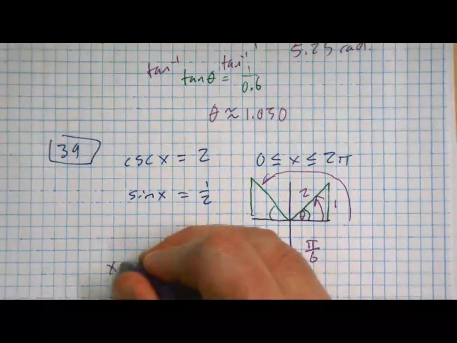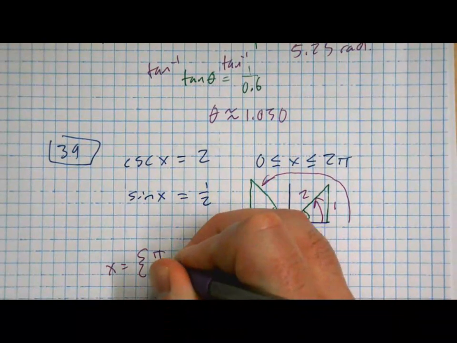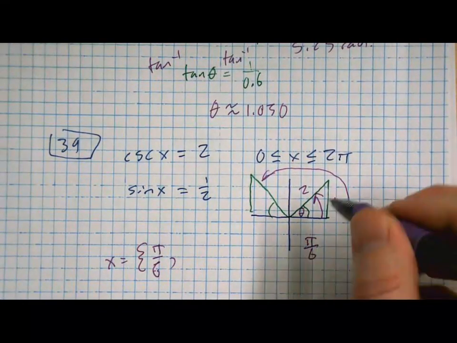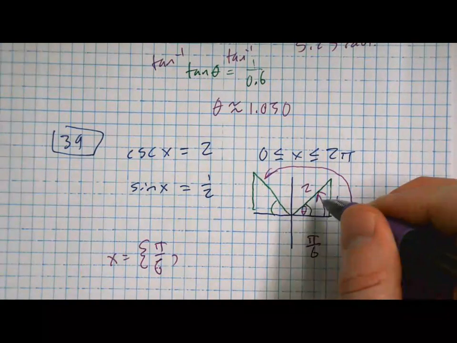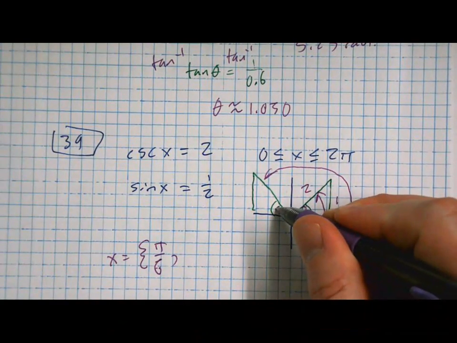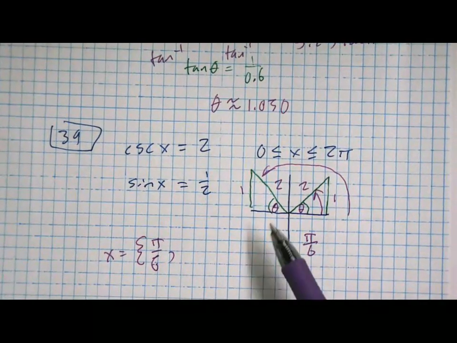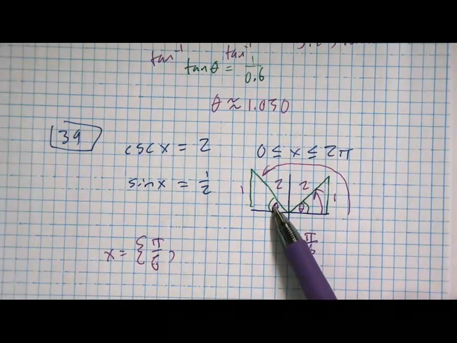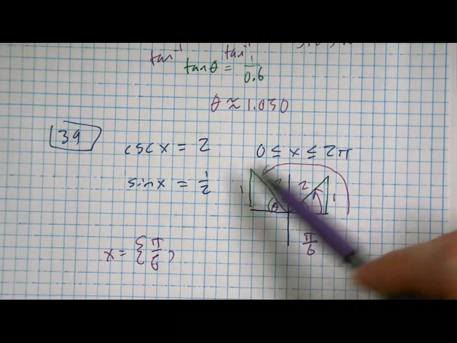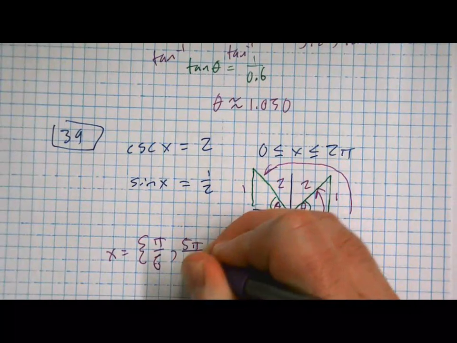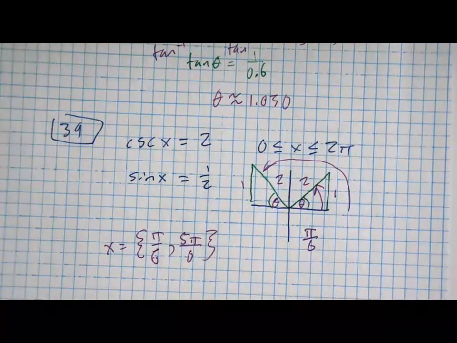So x is pi over 6, or what would this other one be? This is also going to be, if this is my reference angle, it's still 1 over 2. So it's still a 30, 60, 90 triangle. So my reference angle is still 30. So then we'd be looking at 150. What's 150 in radians? 5 pi over 6. So there would be my two solutions.